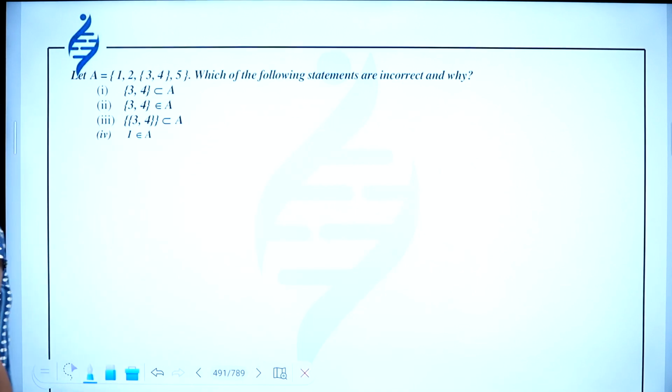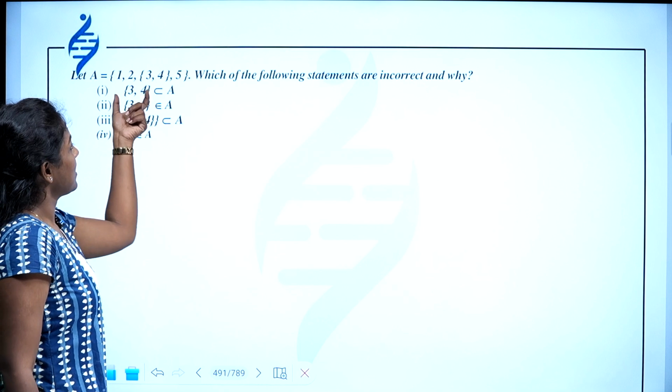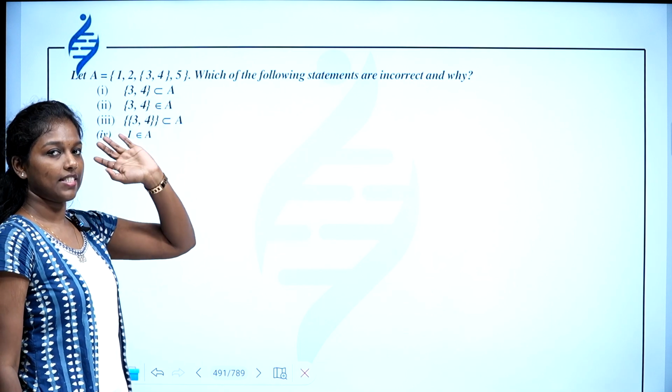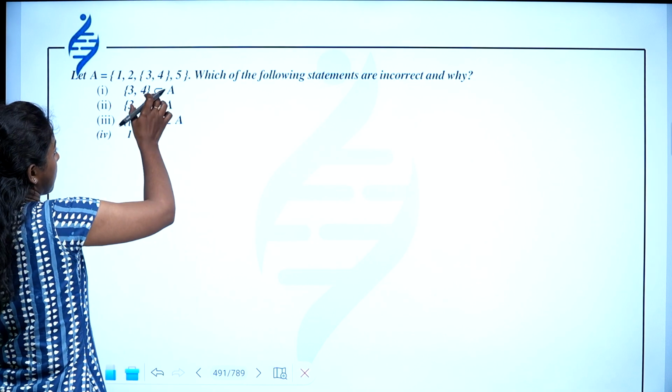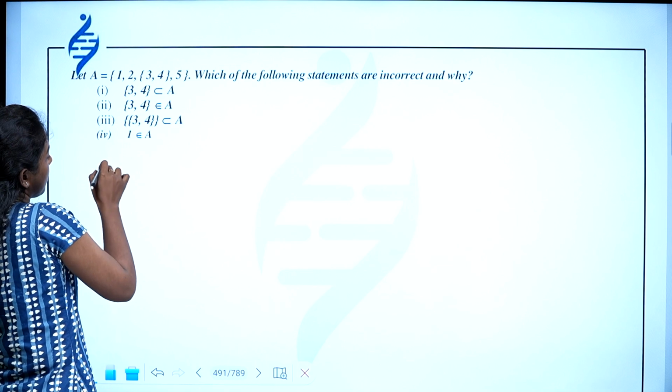Then let A be equal to {1, 2, {3, 4}, 5}. Which of the following statements are incorrect and why? So you have to check which of the following statements are incorrect. First, {3, 4} subset of A. Is this true? No, because {3, 4} is not there as separate elements.